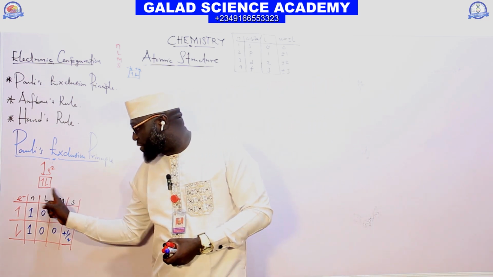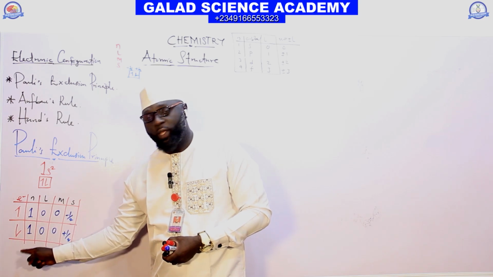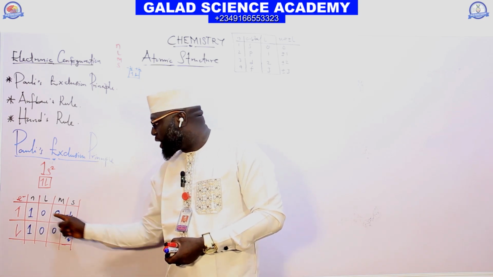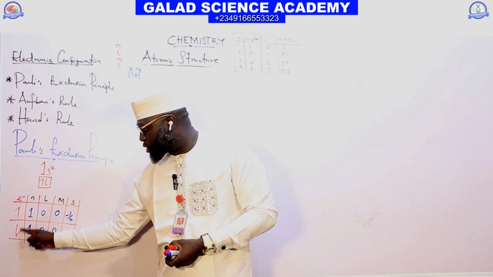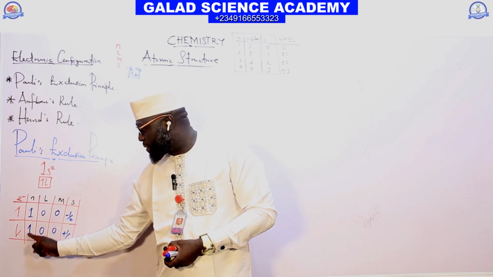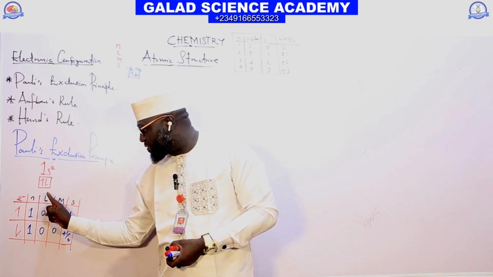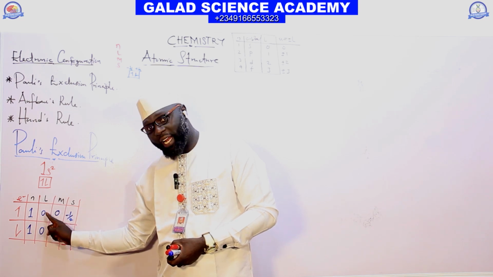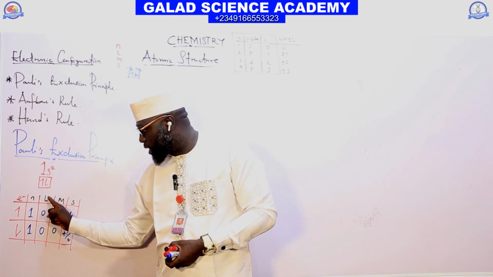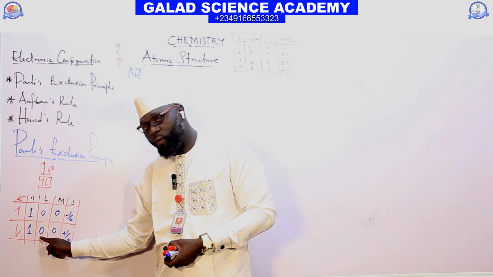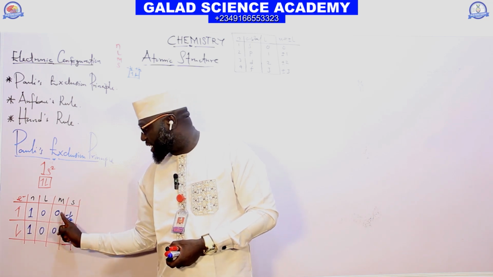For these two electrons we have there, the one that goes up and down, look at their values. The two electrons, electron 1 and electron 2, have the same principal quantum number, which is 1. They have the same magnetic quantum number, which is 0, and the same azimuthal quantum number, which is 0.